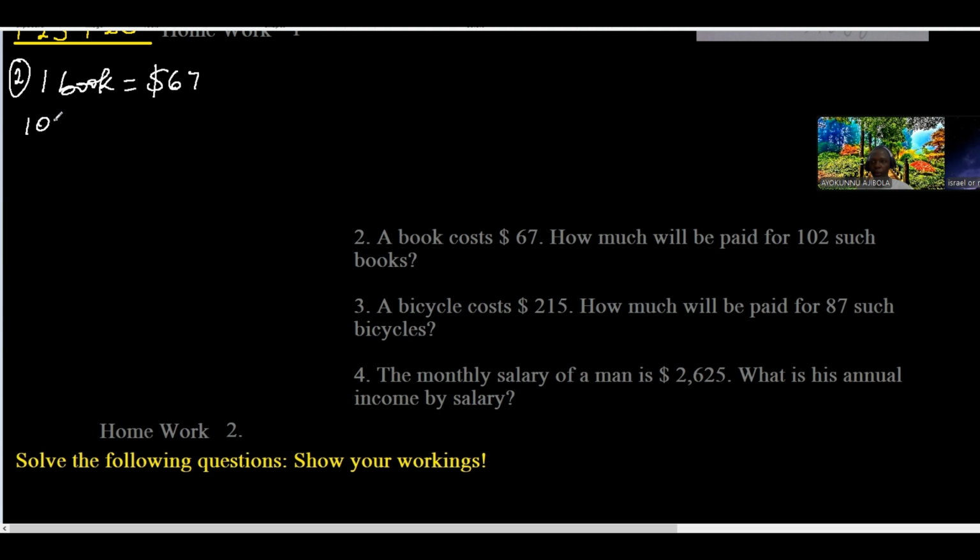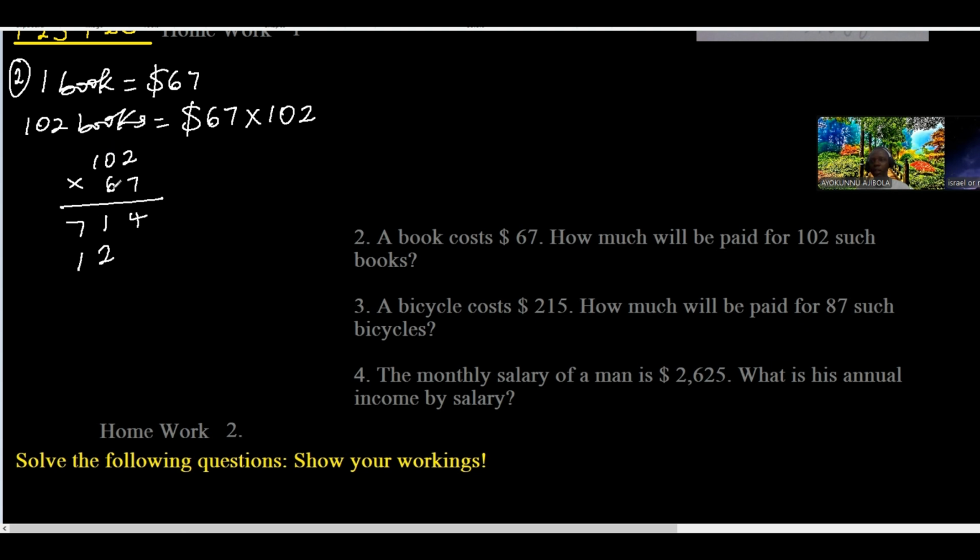Definitely 102 books will be the amount of one times 102. So that means we have 102 times 67. So 7 times 2 is 14. I keep 1. 7 times 0, that is 0 plus 1. That's 1. So 7 times 1 is 7. Then 6 times 2 is 12. I keep 1. 6 times 0, that is 0 plus 1. That's 1. Then 6 times 1 is 6.